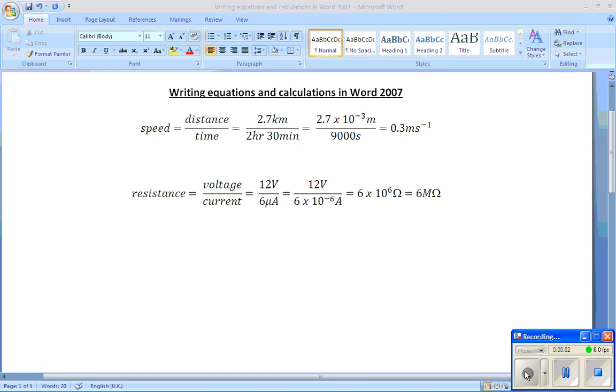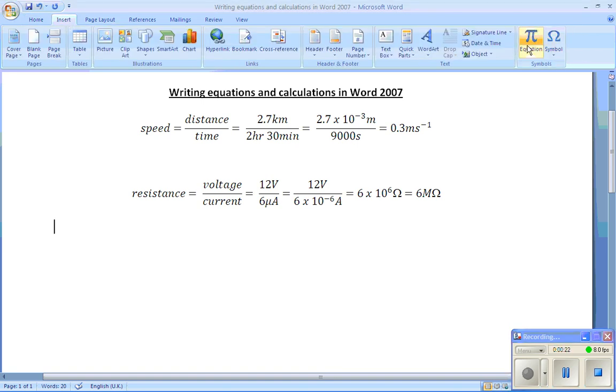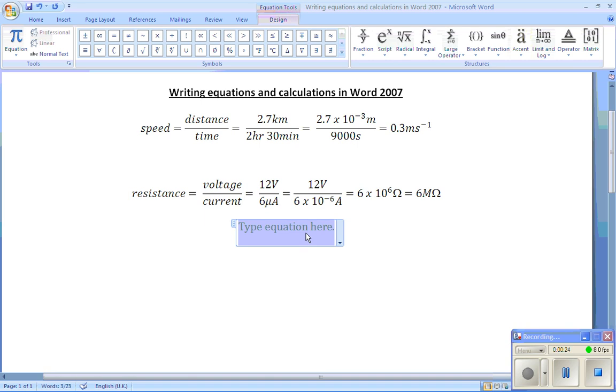During your A-level physics course, you're going to be asked to write reports, and in these reports you'll inevitably need to put equations and possibly, as shown on the screen, some sequences to show how you've arrived at an answer. What I'm going to show you here is how to put in those two equations that I've got up on the screen there. To start off with, if you go to the Insert tab, Insert Equation, and then you can just start typing in here.